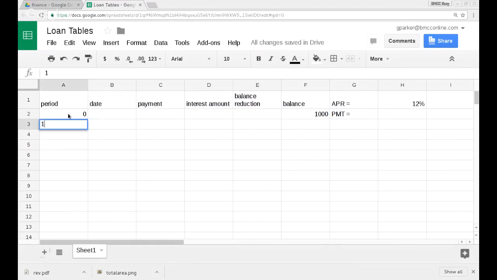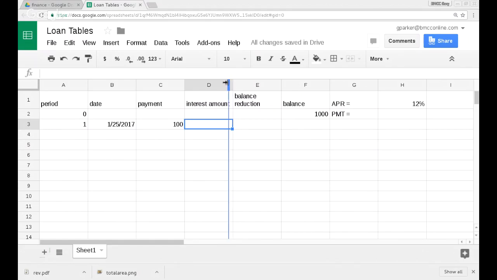Eventually, a month later, we'll have our first payment that we're going to make. And let's suppose that's going to happen on January 25th, 2017. And we're going to make a payment of, let's say we can afford $100. So that's pretty straightforward. Where it starts to get interesting is the interest. Well, interest isn't that bad.